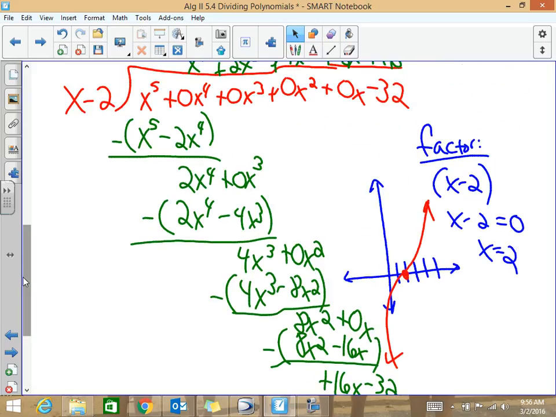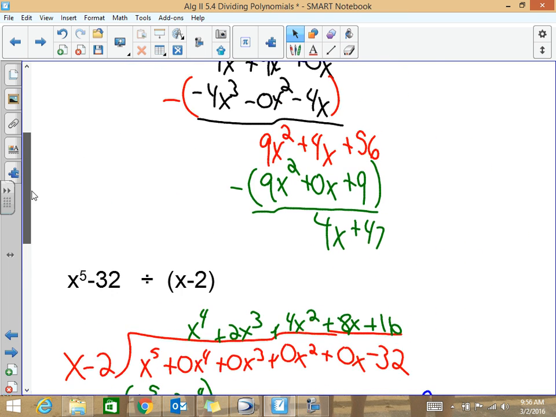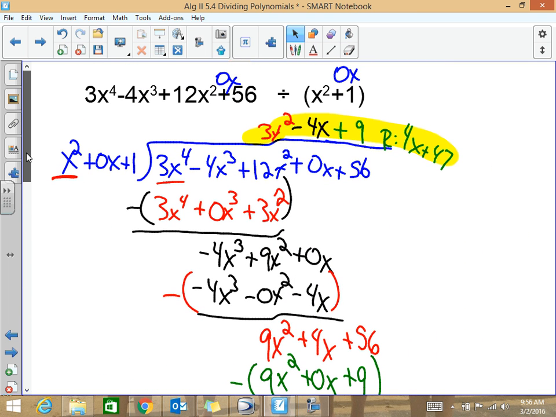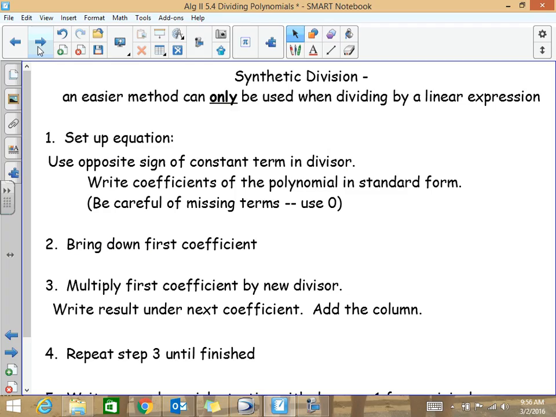And yeah, it's long, right? It's kind of a pain. There's a lot to remember, a lot to mess up, especially the distributing, dividing, subtracting, all that kind of stuff, okay? You have to use long division anytime you're dividing by x squared or above. We have a shortcut version called synthetic division that you can use when you're dividing by a linear expression.